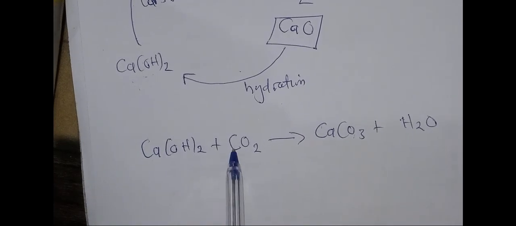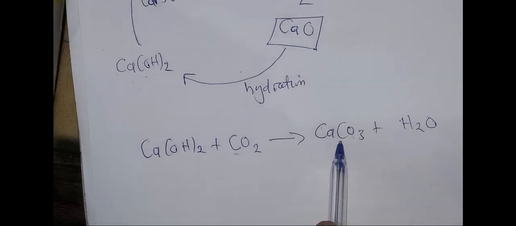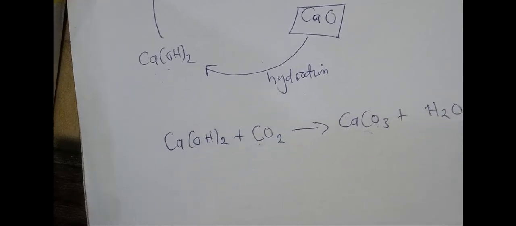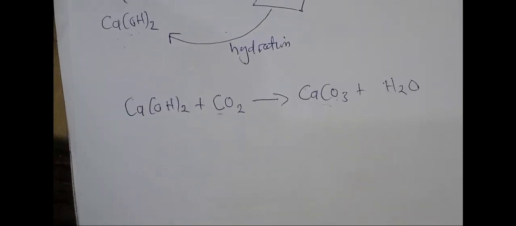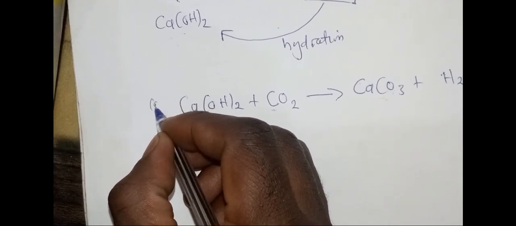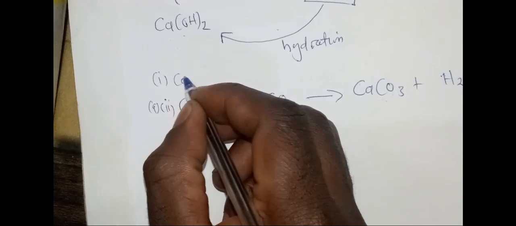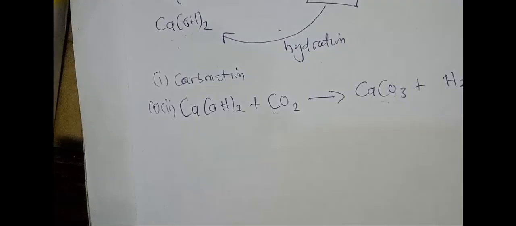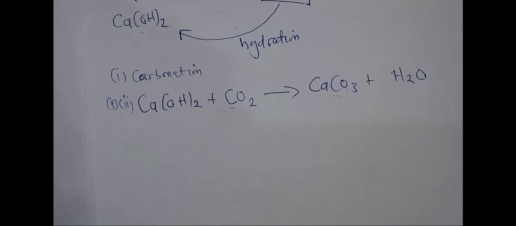Then carbon, we have 1 here. The other side also carbon, it is 1. So this chemical equation is self-balanced. So that is the balanced chemical equation. No need to balance it. So that is A2. A1, we said it is carbonation. So A2 for the balanced chemical equation, that is our balanced chemical equation.